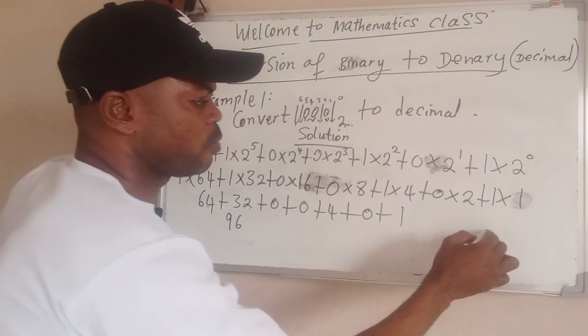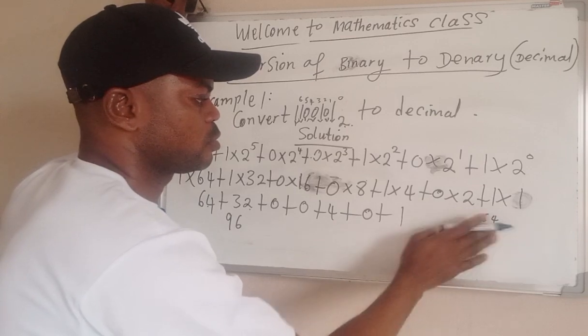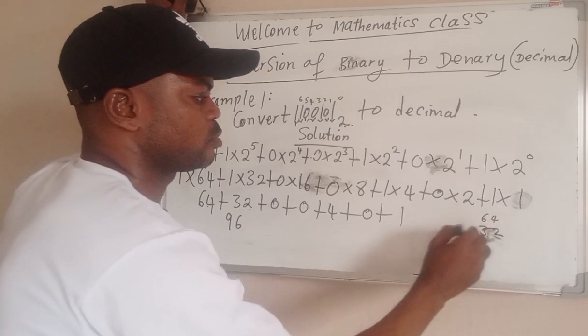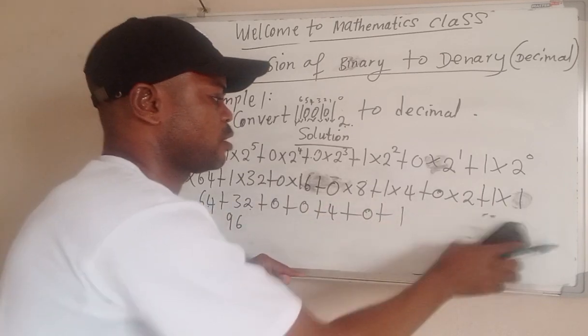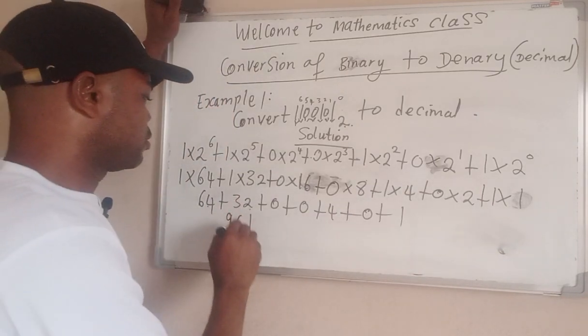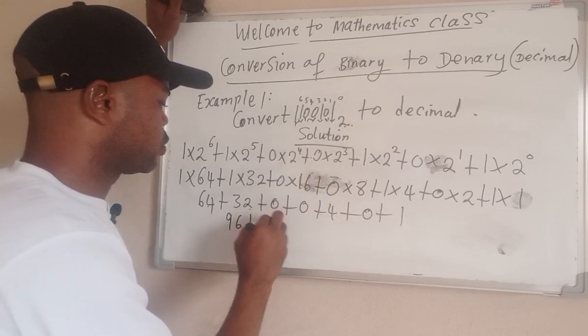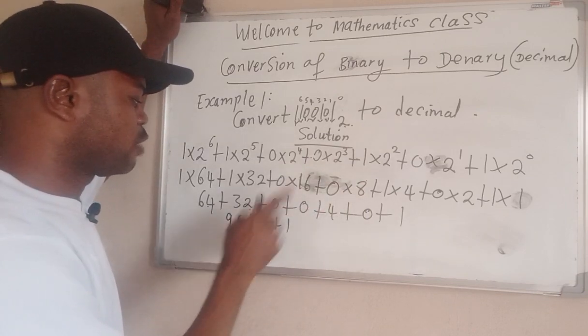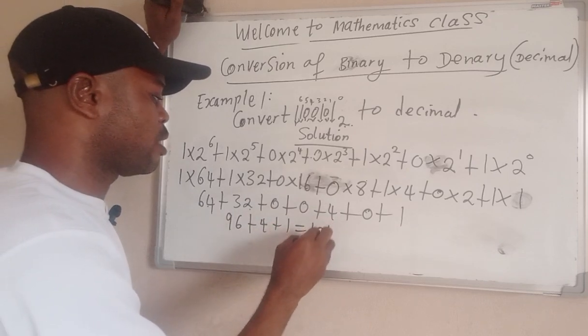You can do a proper arrangement like this: 64 plus 32 gives you 96. Then plus 0 plus 0 is 0. Plus 4 plus 1. So 96 plus 4 gives you 100. 100 plus 1 gives you 101.